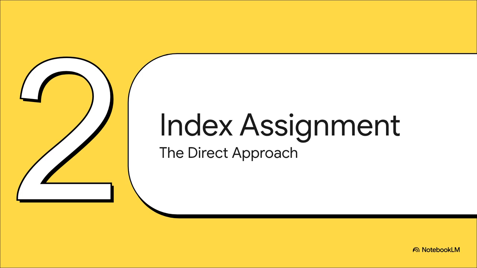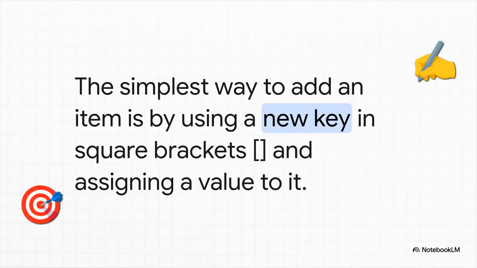Okay, let's get to it. Our first method is what I like to call the direct approach, index assignment. This is probably the most straightforward way to add something to a dictionary. All you do is use a new key inside those square brackets, you know the ones, and then just assign a value to it with an equal sign. That's it. It's super clean and really simple.